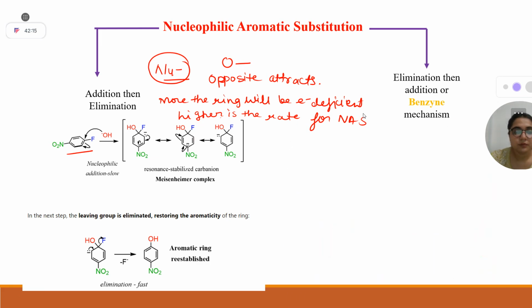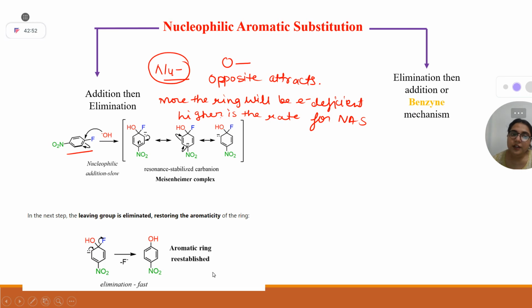So, if you are adding an external nucleophile, first it will add. In which fashion? Here positive will come, here negative will come. OH is attached to the ring. Then this negative charge will delocalize. This negative charge can be stabilized by your nitro group. That is your Meisenheimer complex. And at last, this negative charge will knock off fluorine, elimination will be done, and aromaticity is back.